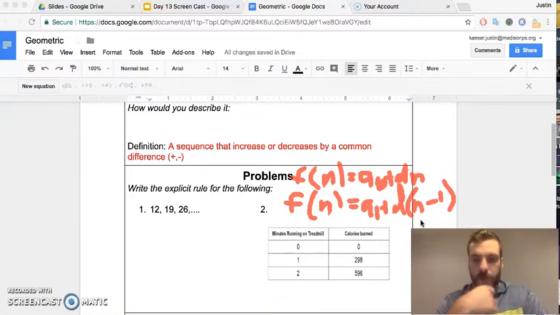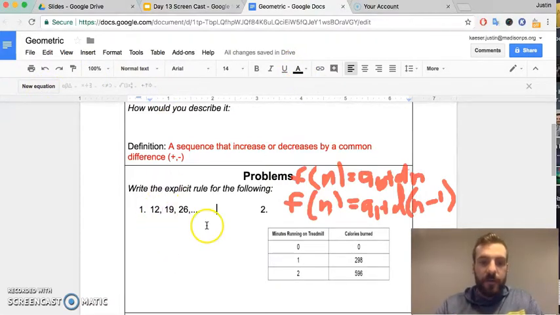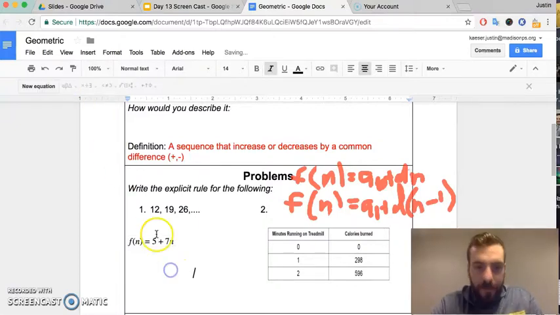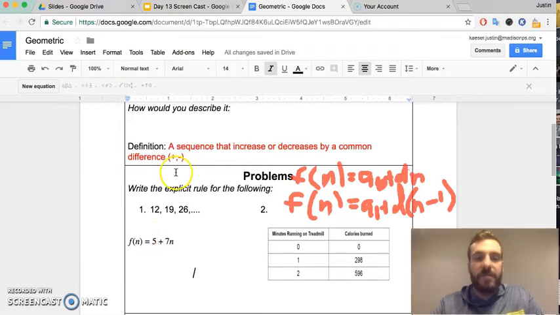Okay, welcome back. You should have tried to do the explicit rule, and I'm going to give it to you now. So my equation for number 1 is f of n equals 5 plus 7n. Now you're probably wondering, how did you get 5? If you didn't get 5, it's because you used the first term, this a sub 1. You need to work backwards.